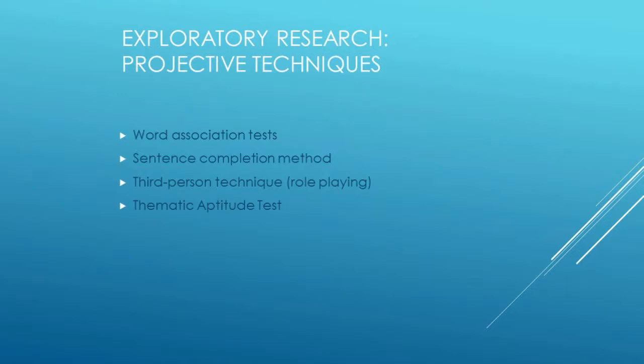A fourth major type of exploratory research technique is the projective technique. And when we think about projective techniques, what we're doing is projecting people's ideas. We can use any number of tools to do that, and we're going to look at several here now. The first one is the word association test.